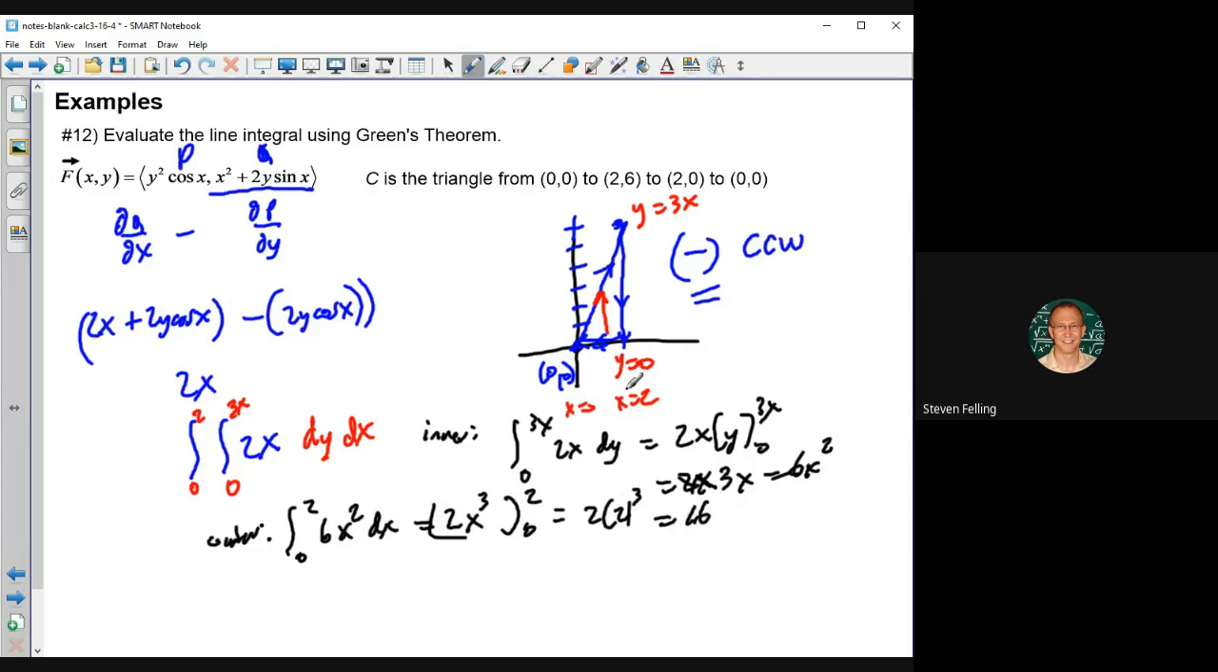But that's for this direction. Green's theorem is always for counterclockwise. So because they specified to go in the other direction, the final answer is negative 16. All right, and that's the final example. So hopefully that should give you plenty to be able to try the homework problems.